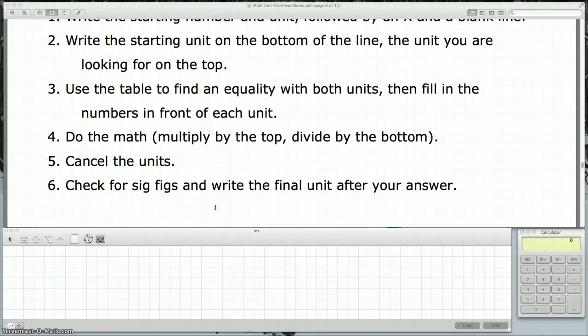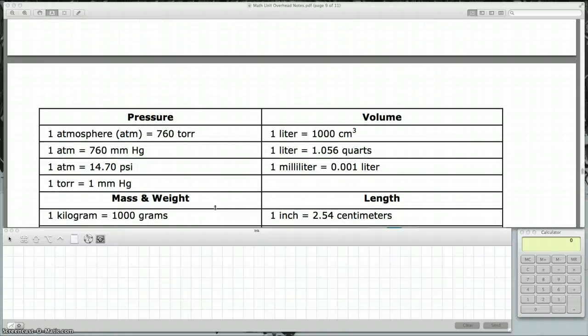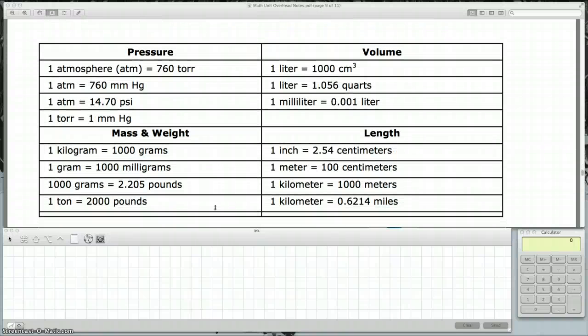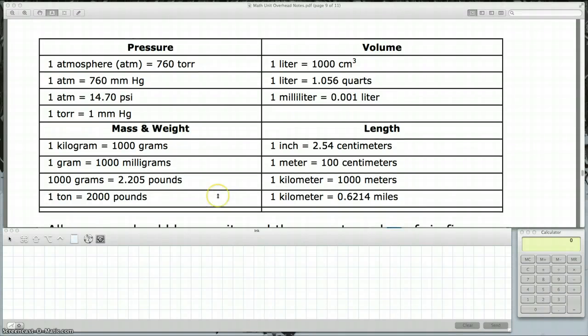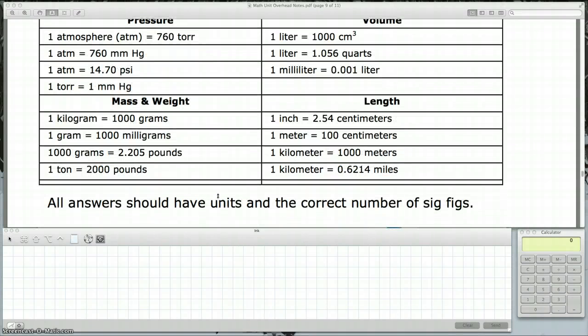So, this is the table I was referring to, and this will always be given to you. You don't have to memorize any of this information. This information will always be given to you, some sort of table or in the question. These equalities will be given to you. So let's do an example. And a reminder that you should have units and sig figs in your answers.